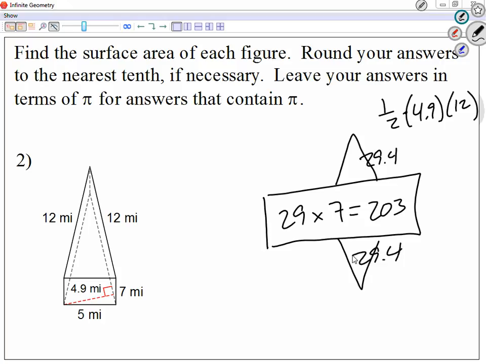My 29 in the center of the rectangle, I added the three sides of the triangle. 12 plus 12 plus 5. That's how I got the 29.